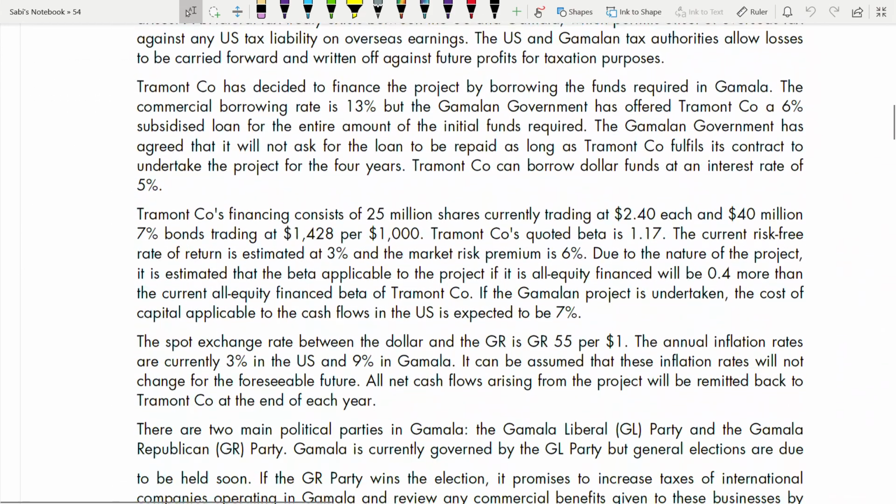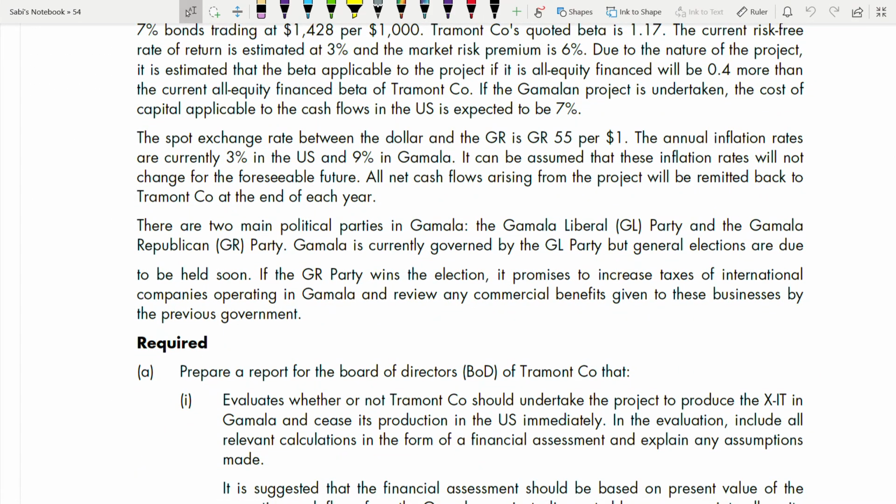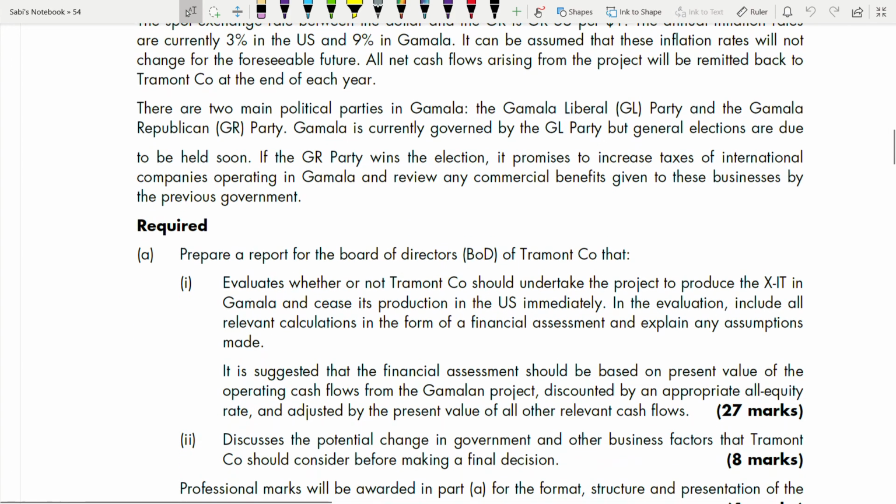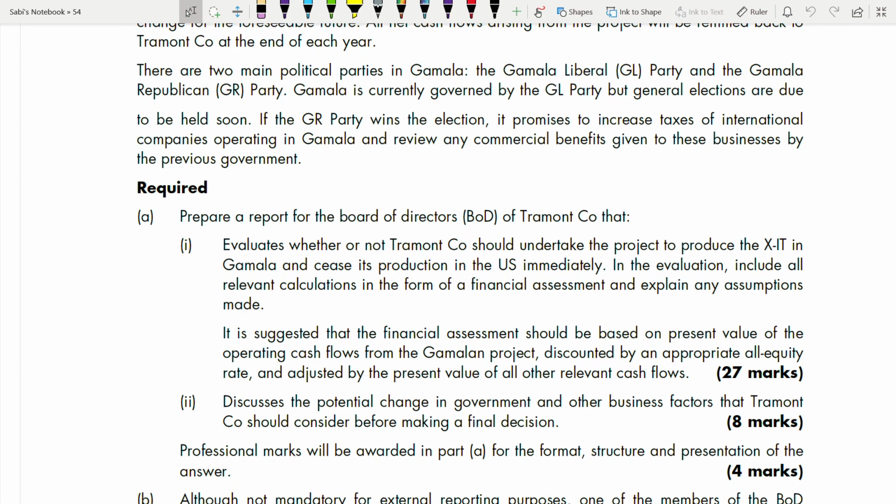Let us read the requirements first, because the requirement is the first place where you understand what is the main topic being examined in a particular question. Part A: prepare a report for the board of directors of Tramont Company that evaluates whether or not Tramont Company should undertake the project to produce the XIT in Gamala and cease its production in US immediately. 8 marks.